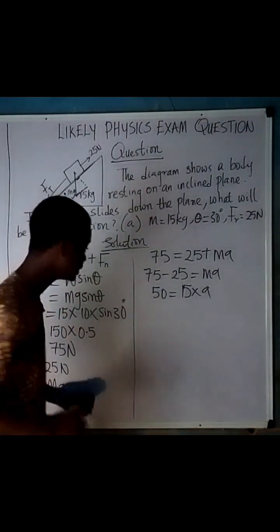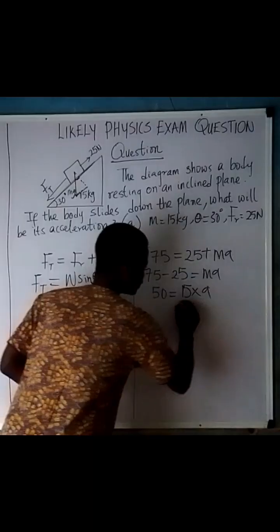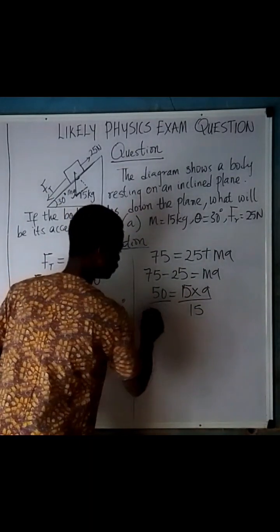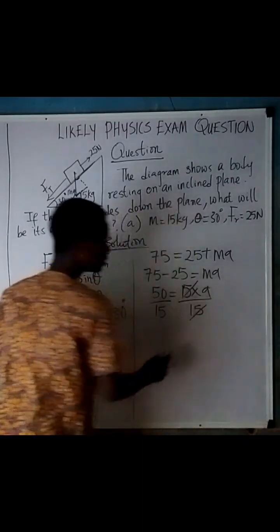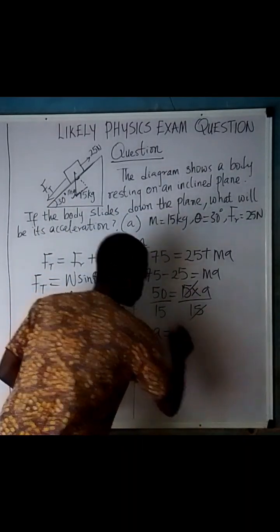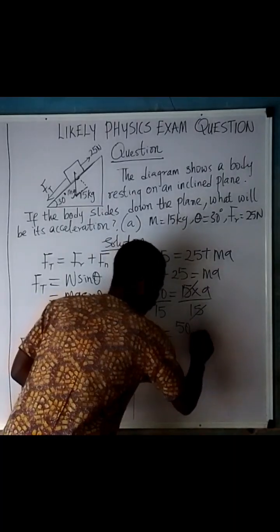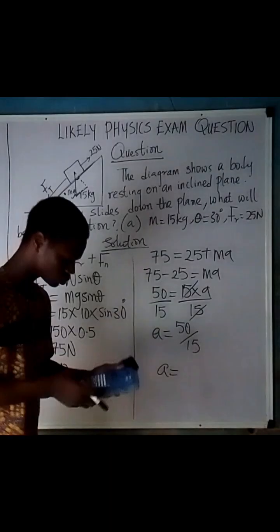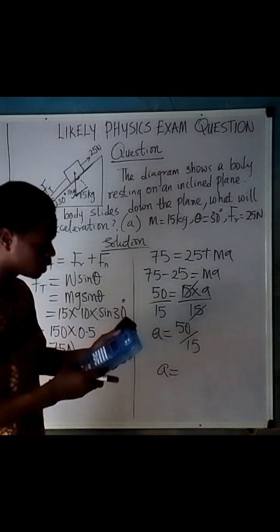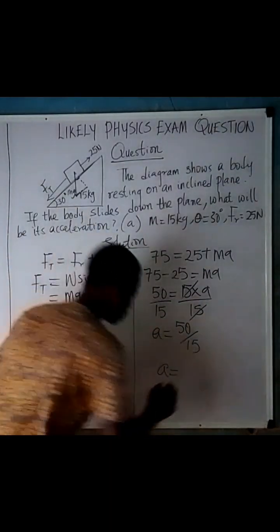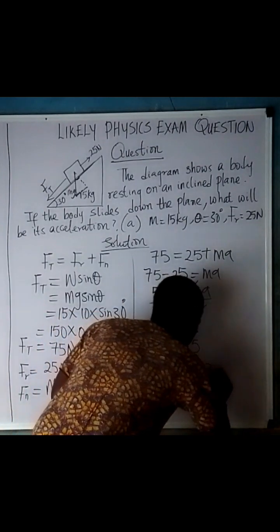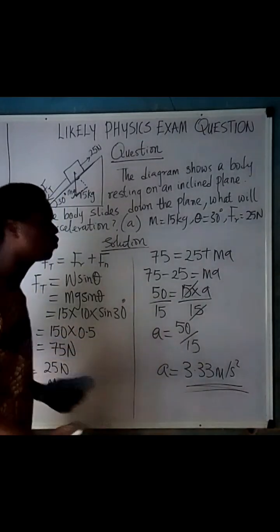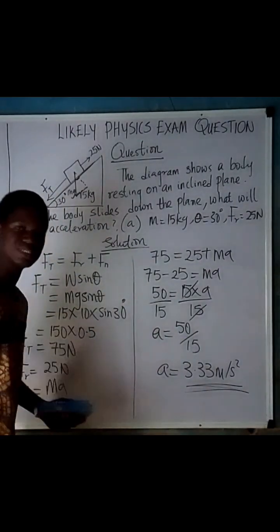It's very, very easy. So from here we can now say divide both sides by 15 because we are trying to make a the subject of this very equation. So divide both sides by 15. 15 will cancel 15 here. What do you have left on that side? A is equal to 50 over 15. So from here we can now say A is equal to 50 divided by 15. That gives us approximately 3.33 meters per second squared to 2 dp. And guys, this is the value for our acceleration. It's very, very easy. It's not difficult.